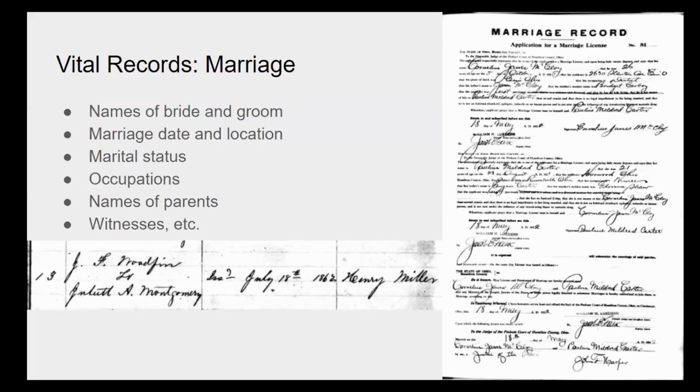And the record on the right is a little too small to see the details of, but it's the marriage record for Cornelius James McCloy and Pauline McCloy. So it's dated May 1922, and this record gives their full names, ages, and their occupations. So he was recorded as Cornelius James McCloy, age 26, and he worked as a dentist. She was recorded as Pauline Mildred Carter, and she was a nurse at the time of their marriage.